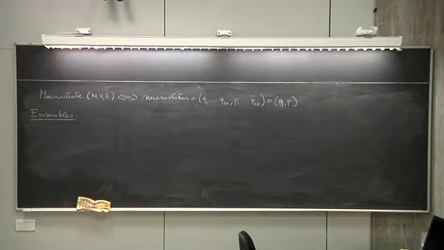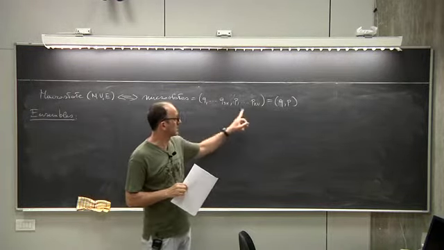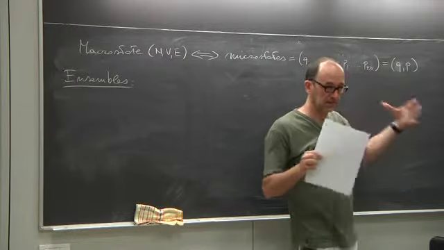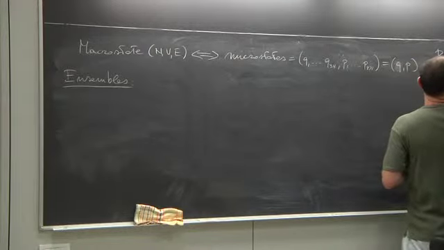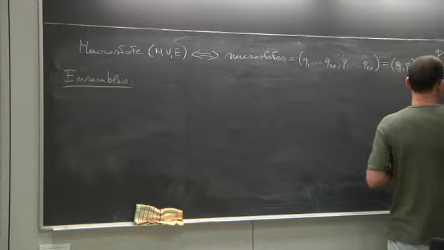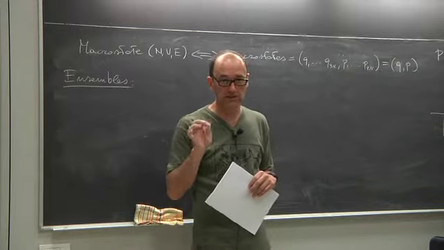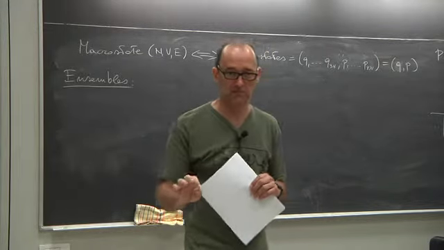Now it is very useful to think of a microstate, which is essentially the specification of all these numbers, as a point in a space. And this space is called the phase space. It's the space of all coordinates and momenta. So this is a 6N-dimensional space, and each point in this space is a complete microscopic specification of a classical system.